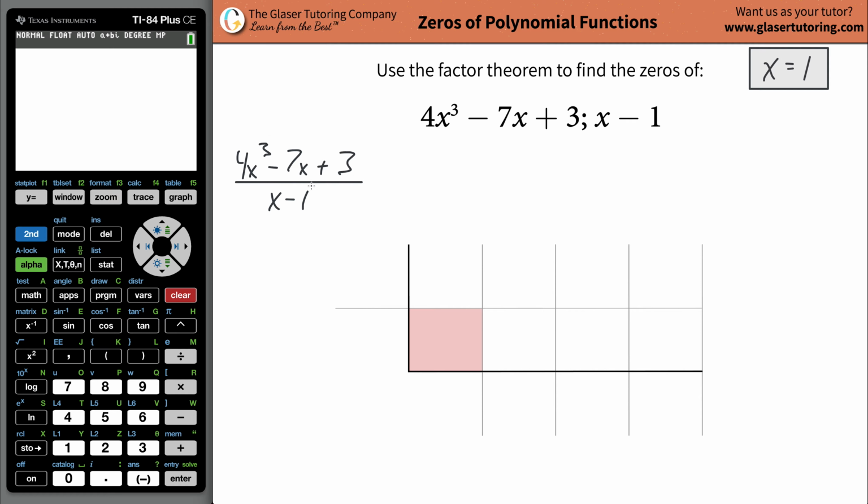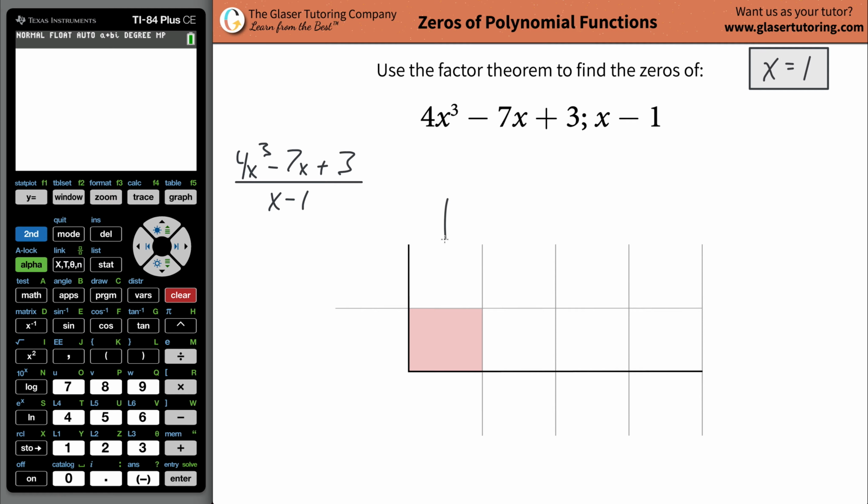I'm going to take this function and divide it by this. Okay, and I'm going to use synthetic division to help me out because the denominator is a linear function, right? It's not x squared. If this was x squared, throw this thing in the garbage because it ain't going to work. You can't do synthetic division. You have to do long division. So since this is a linear function, I'm going to use synthetic division.